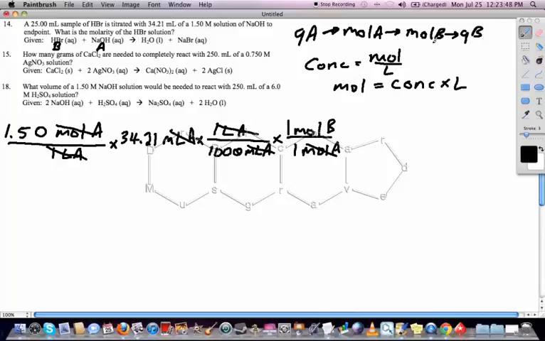Now what I've got is moles of B. So this is where I'm at now in the flowchart. Now what I need is the molarity of HBr. Molarity is moles per litre. I've got moles, but I need moles per litre. How do I get there? Well, I've got moles here and I need litres on the bottom. So what I'm going to do is multiply it by 1 over the volume given for B, which is 25.00 mL.